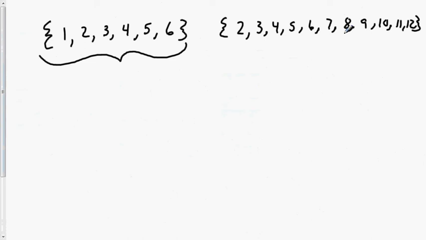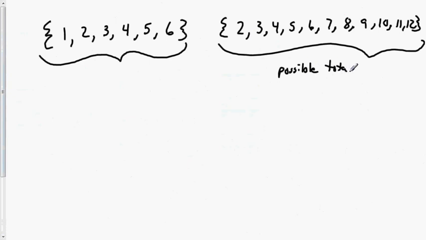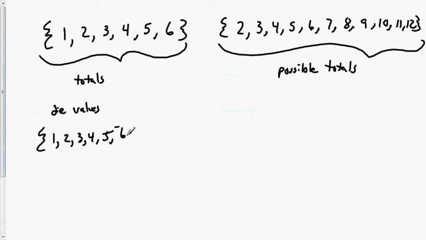This is just possible totals. What we want to look at are actual die values. So you've got 1, 2, 3, 4, 5, 6. This is with one die. With two, how about this? 1, 1, 1, 2, 1, 3, 1, 4, 1, 5, 1, 6.